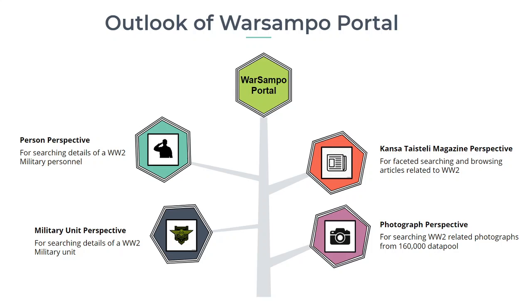The photograph perspective is the interface for searching different photos related to World War II, and it contains 160,000 photos in its data pool. So this is how the WarSampo portal was created and what its end results were.